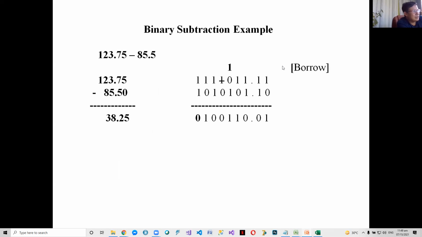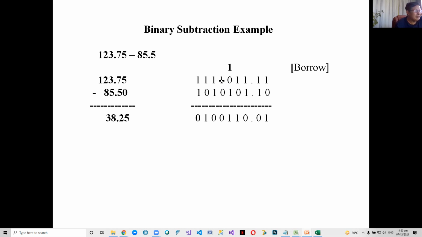So, for example, we have this. 123.75 minus 85.5. 123.75 is like this. Right? Do you follow? And minus 85.5, this is 85.5. Do you follow? So, we do 1 minus 0, 1. Right? 1 minus 1, 0. 1 minus 1, 0. 1 minus 0, 1. 0 minus 1 cannot be. So what we'll do is, we will borrow this one.